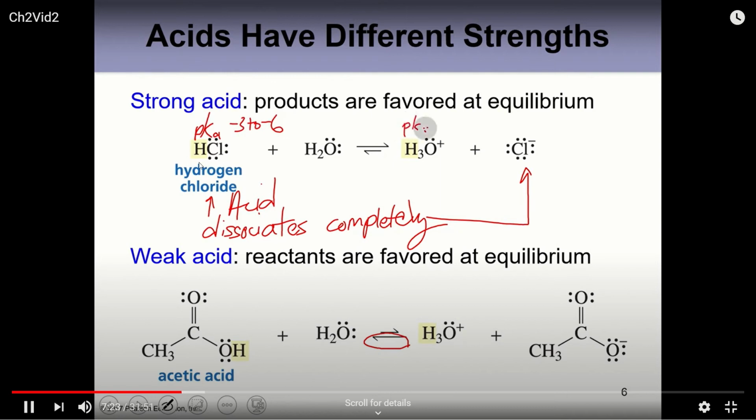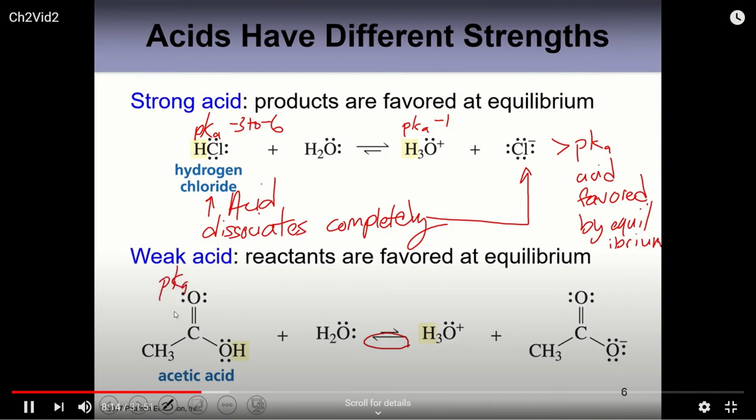So we identified HCl as the acid, its conjugate base is chloride ion, and H2O is the base in the reactants, and H3O plus is the acid in the products. H3O plus in the products has a pKa of -1. Because the -1 is greater than -3, the reaction goes towards the higher pKa and favors products at equilibrium for this reaction.